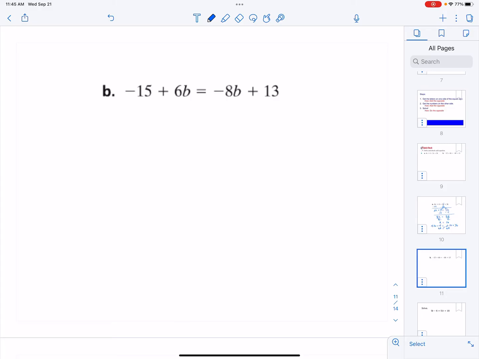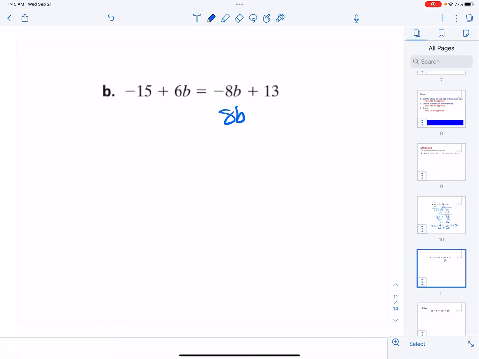Okay, so let's see how you did. Now for me personally, I'm going to always move my variables to the left. So I'm going to take this negative 8b and move it over to be with the 6b. And we do that by adding its opposite. So if I have a negative 8b, I'm going to add a positive 8b.